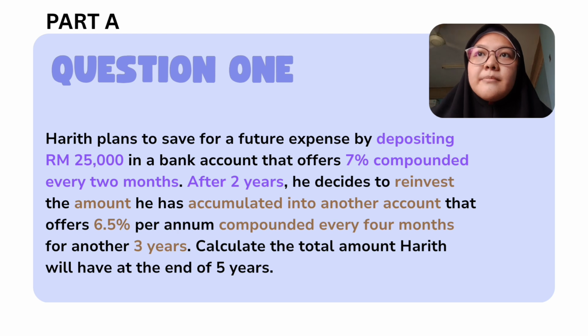Part 8, question 1. Harith plans to save for a future expense by depositing 25,000 in a bank account that offers 7% compounded every 2 months. After 2 years, he decided to reinvest the amount he has accumulated into another account that offers 6.5% per annum compounded every 4 months for another 3 years. Calculate the total amount Harith will have at the end of 5 years.